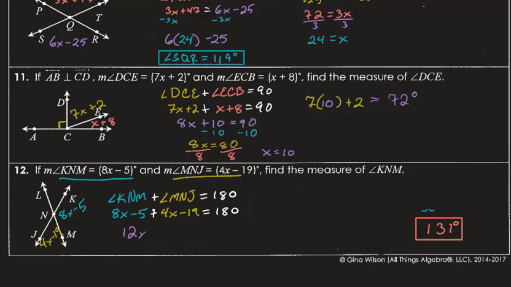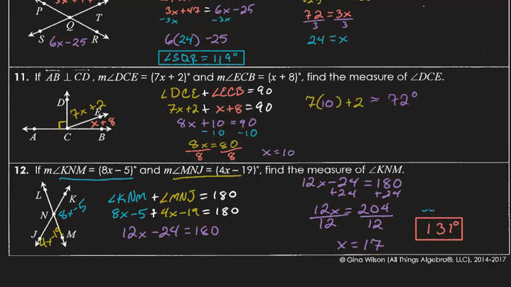Combine like terms and solve. Add 24 to both sides. 12x is equal to 204. Divide by 12. Divide by 12. X equals 17. You need to find the measure of angle KNM. You're going to substitute 17 for x. So 8 times 17 minus 5 is equal to 131 degrees. This concludes the notes for 1.3.